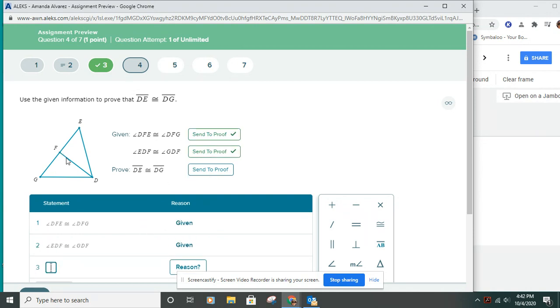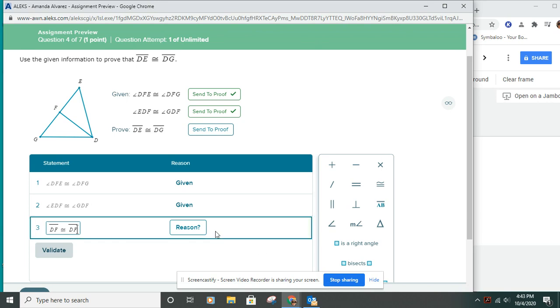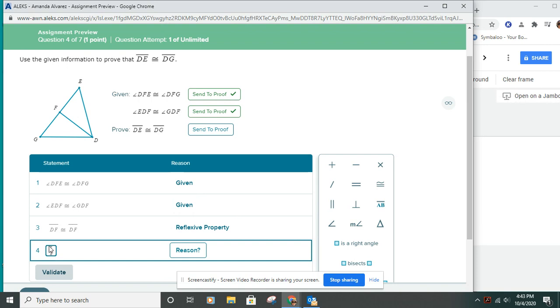So that would be the 2 angles, and then we're actually proving that segment DE, that side, is congruent to segment DG. In order to prove that, I need to prove that the triangles are congruent. So I'm going to do just like what we had in that last problem. I'm going to use the reflexive property and show that DF, with the side arrow to make that line go away, is congruent to, don't forget the segment thing on top again, DF. And the reason is reflexive property. You click validate.